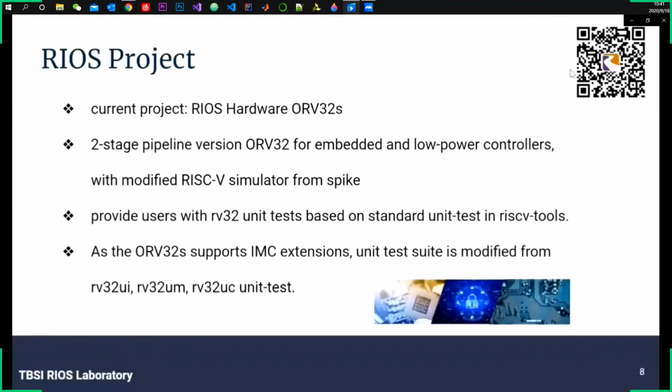To describe our project, we summarize it as a two-stage pipeline ORV32 for embedded low-power controllers. The simulator is derived from SPEC. This project provides the user with RISC-V unit tests supported by RISC-V tools. In addition, IMC extensions are available.